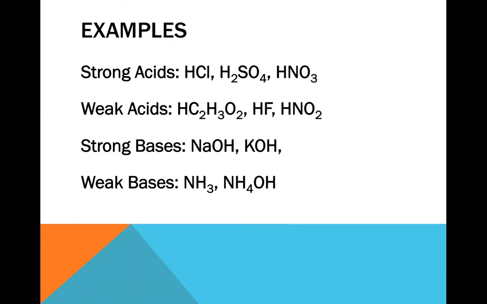So here are some examples. Examples of strong acids would be hydrochloric, sulfuric, and nitric acids. Some examples of weak acids would be acetic acid. That's like vinegar, right? Acetic acid. Hydrofluoric, like we just saw, and nitrous acid. Okay, some examples of strong bases are sodium hydroxide and potassium hydroxide. They will ionize very well. And some examples of weak bases are ammonia and ammonium hydroxide. Okay.